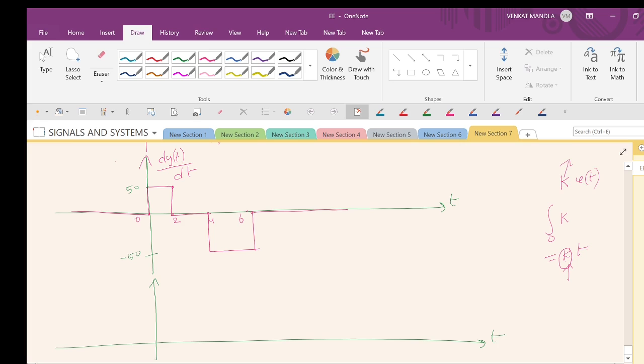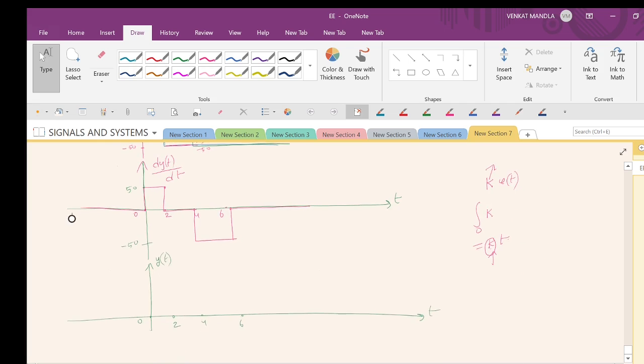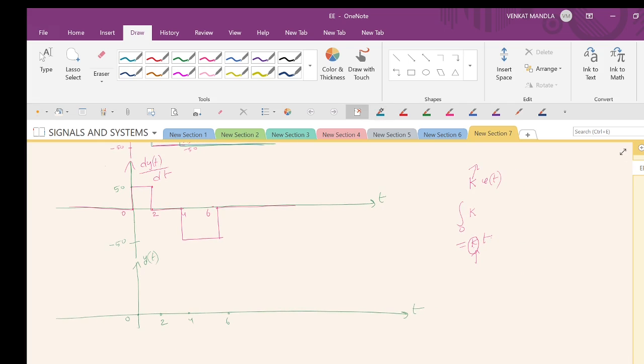Right. This is y of t. I am integrating from 0 to 2, 2 to 4, and 4 to 6. Now from 0 to 2, a step signal of 50 is there, so we need to replace the step by a ramp with a slope of 50. So from 0 to 2, the slope is 50. Slope 50 means this value is 50 into 2. This is the horizontal. 50 into 2 will get 100.